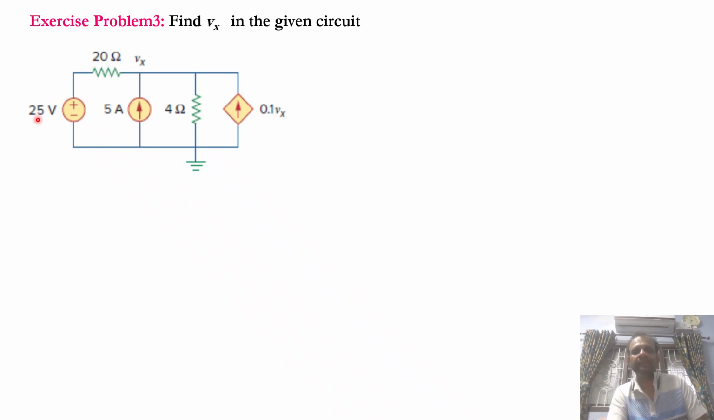So first make this 0, short this, and keep this. Find Vx. This will be 0.1 Vx. Apply KVL. Okay, then keep this open. Use this circuit. So you can use KVL, and find Vx. Whatever Vx value you get, that is the answer.